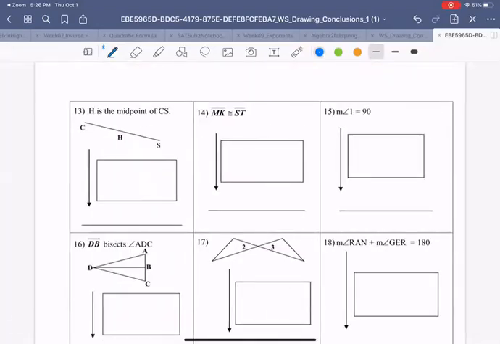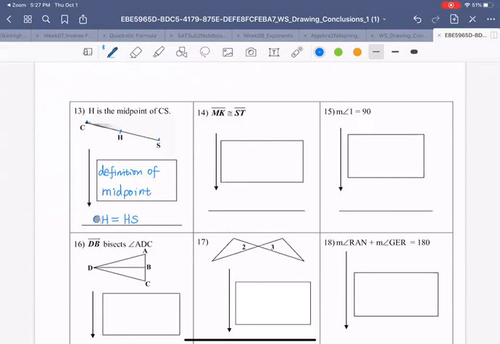Okay, I'll continue. We did this guy just now. H is the midpoint. What does that mean? H is the midpoint of CS. That means that CH is equal to HS. This is the definition of a midpoint.